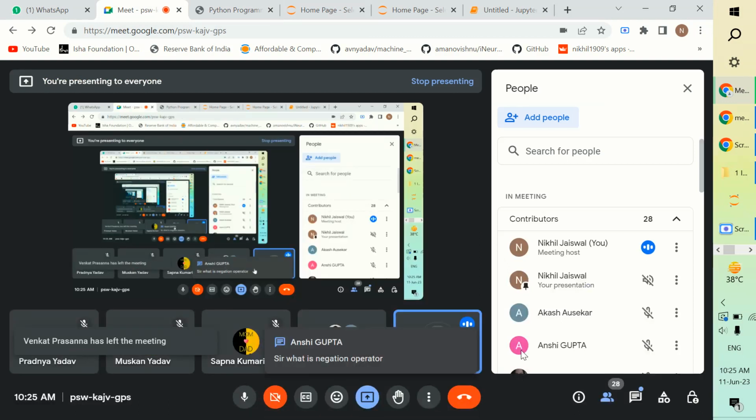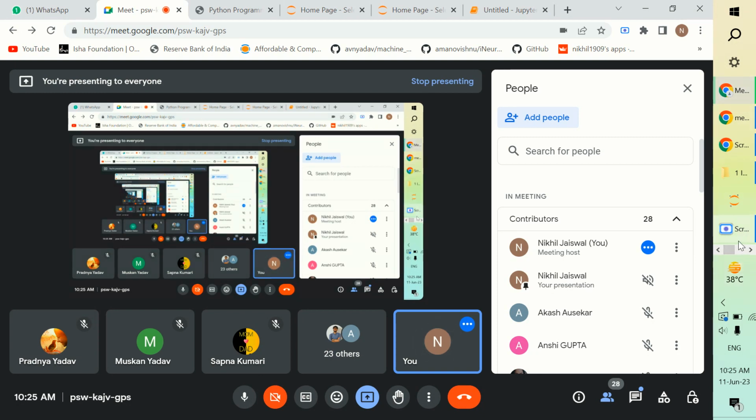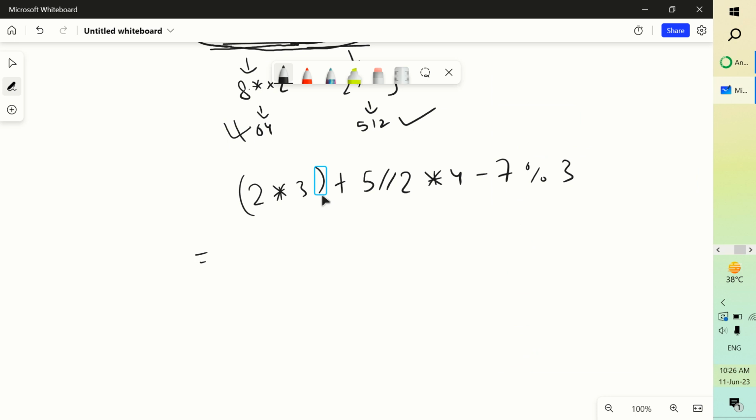What is the negation operator? Okay, I'll explain. The negation operator is very simple. When you put a negative sign before a number, it is the negation operator. So it is not much different from the subtraction operator.